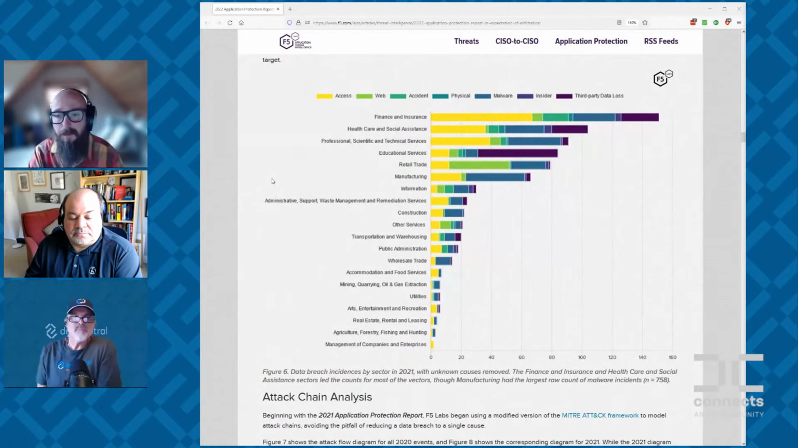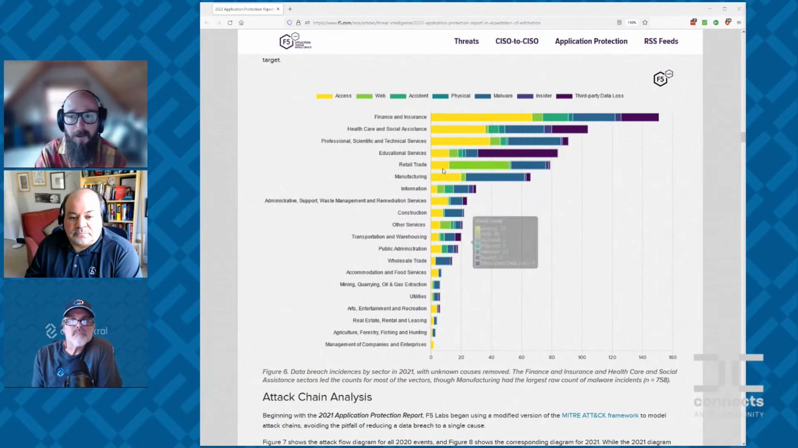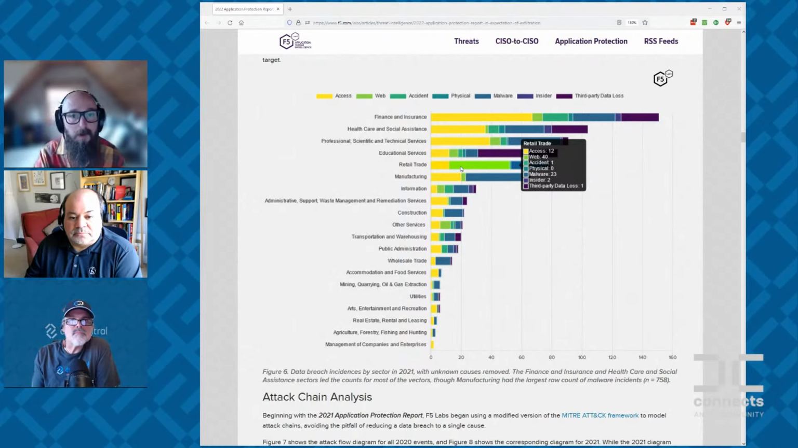So if you see here, this is the breach causes broken down by sectors for 2021. This is the data that we just processed. The distribution here is pretty similar to what we saw last year. And this is really the kicker: the only sector that has a high incidence of web exploits is the retail industry.